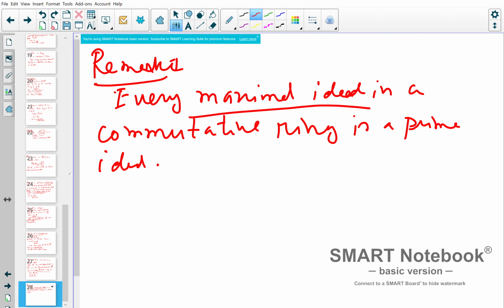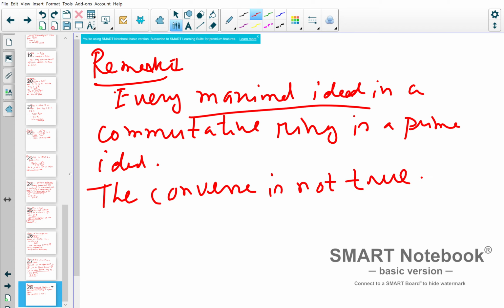But the converse is not true. That I already proved. Every maximal ideal is a prime ideal, but not every prime ideal is a maximal ideal. The converse is not true in general. There are some conditions under which it is true.